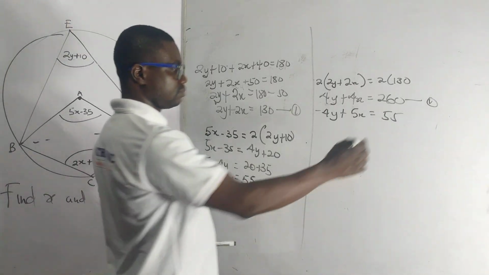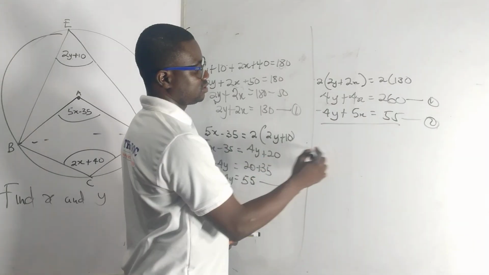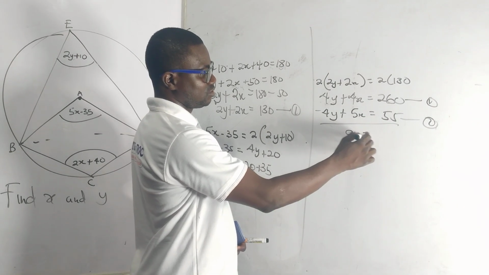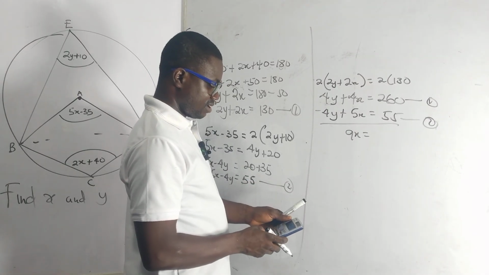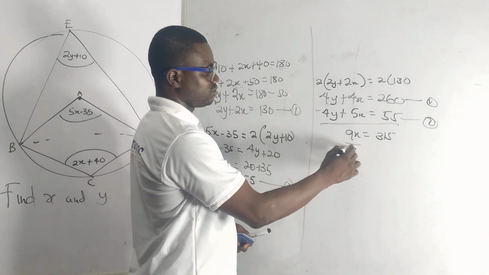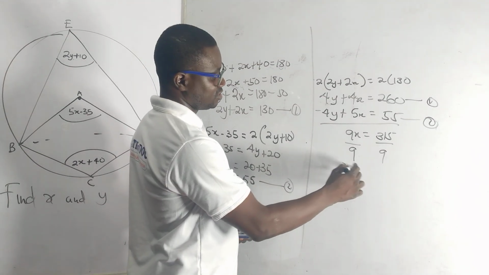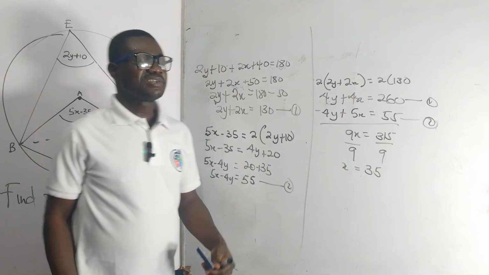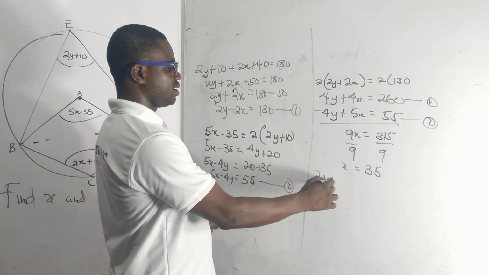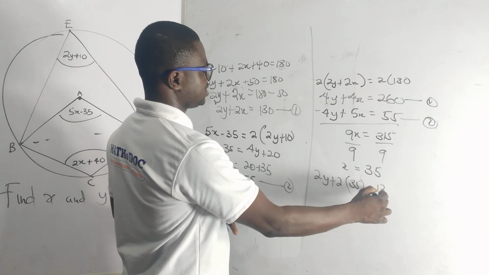Now we can add the two equations. So when we add, we have these ones gone. So we have 9x is equal to 260 plus 55, which will give you 315. So divide both sides by 9, you are going to have 35. x is equal to 35. Now if x is equal to 35, you can find y. Let's put it in equation 1. So 2y plus 2, what is x now? 35. So 2y plus 2 times 35 is equal to 130.